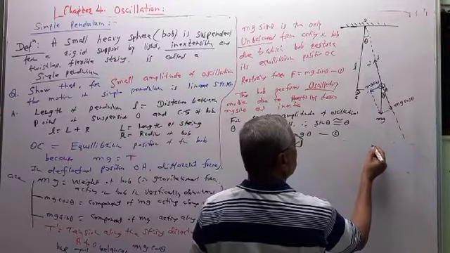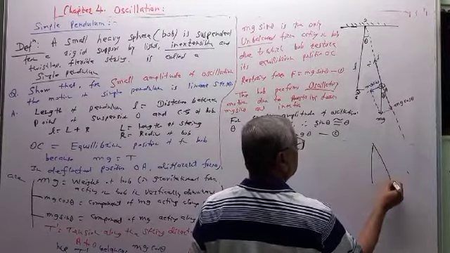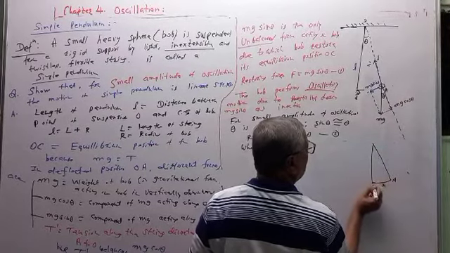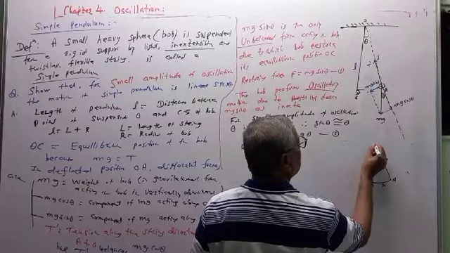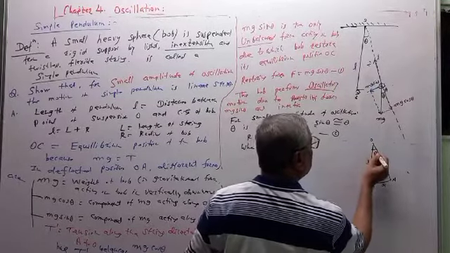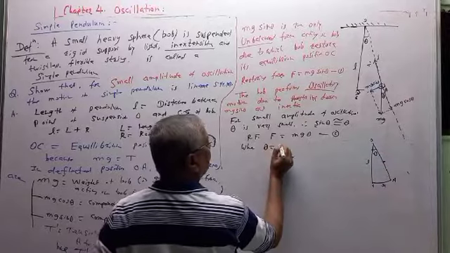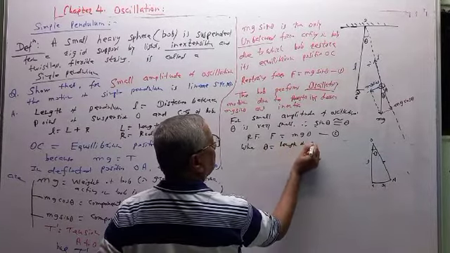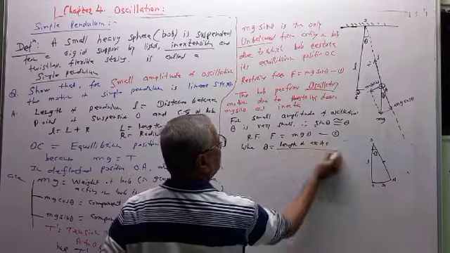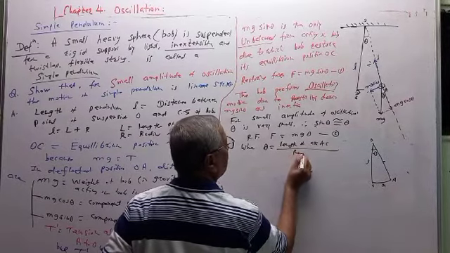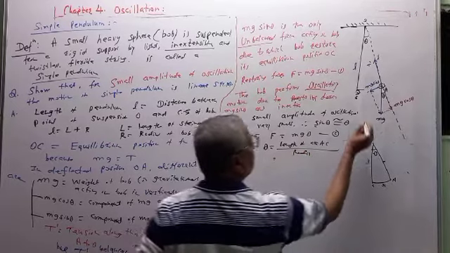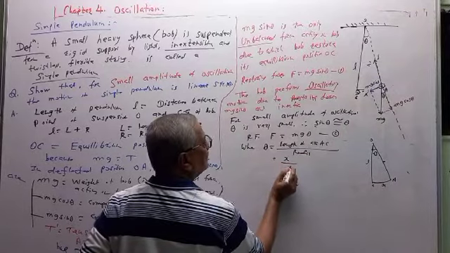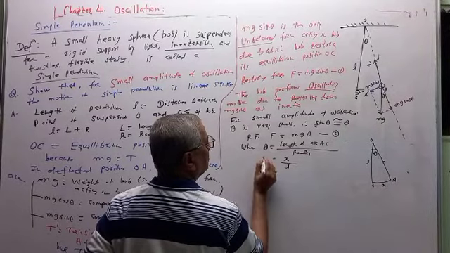Now if we look at this part of the figure, this is the length of the arc AC, this is the radius, and this is the point of suspension O. So this angle is equal to the length of the arc AC upon the radius. So we have denoted this length of the arc by x. So x upon L.